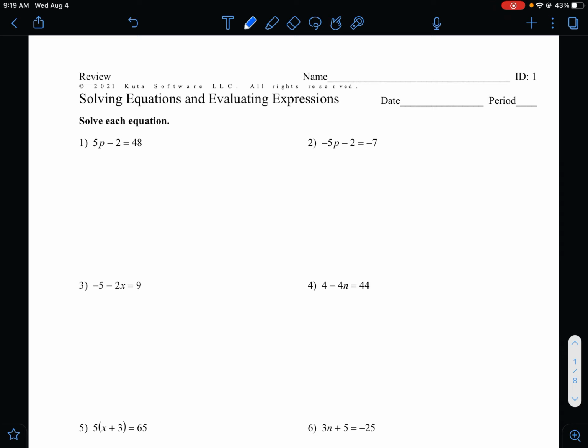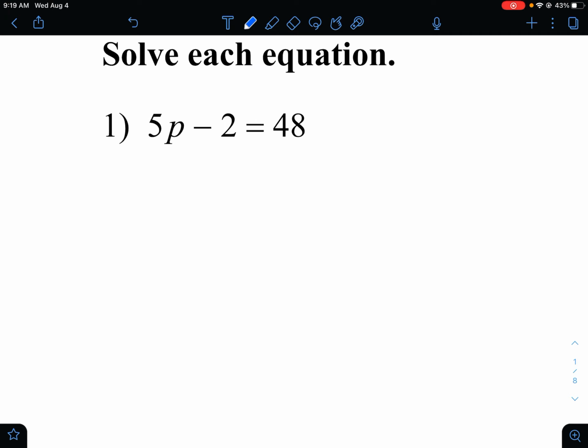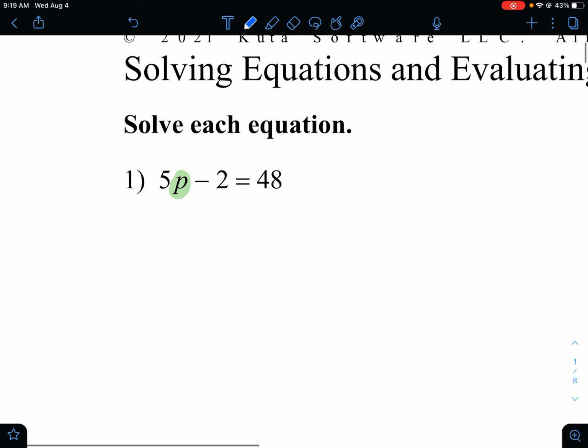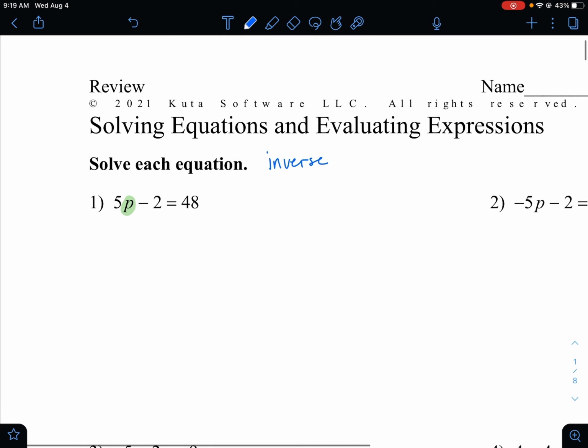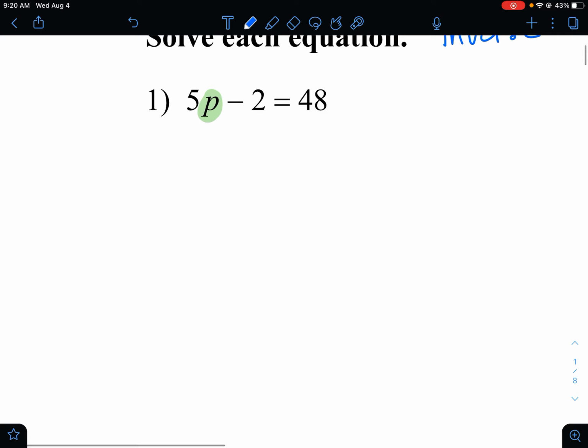All right, so let's go ahead and take a look at number one. What they want you to do is solve the equation. When you're solving an equation, your goal is to get the letter, which is called the variable, by itself. In order to do this, you have to do what's called the inverse operations. Inverse basically means opposite. So you have to do the opposite operations to get the variable by itself. We call that isolating the variable.